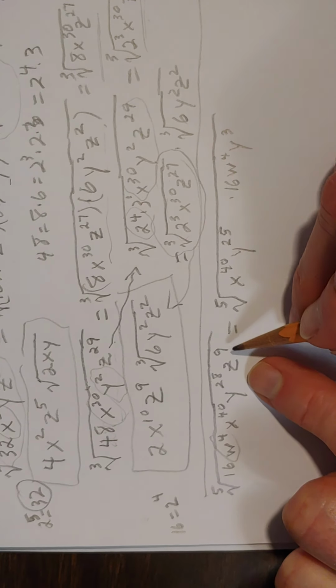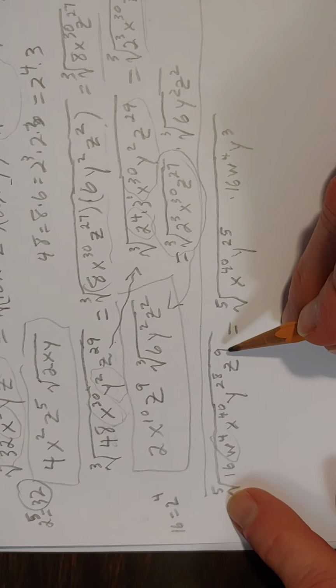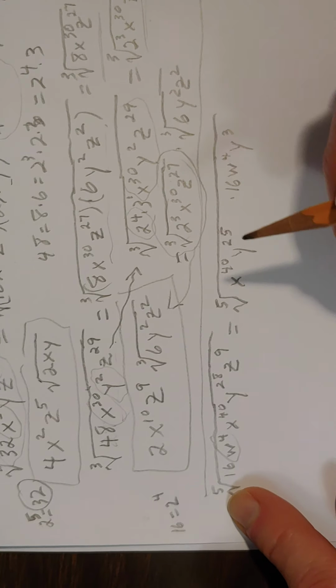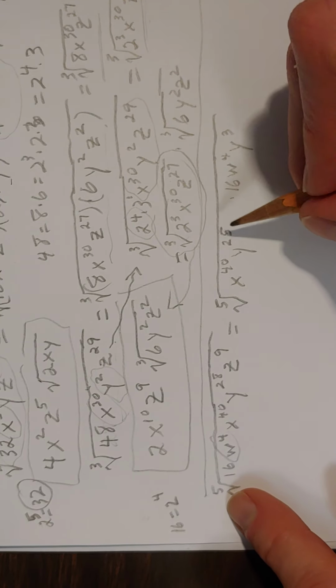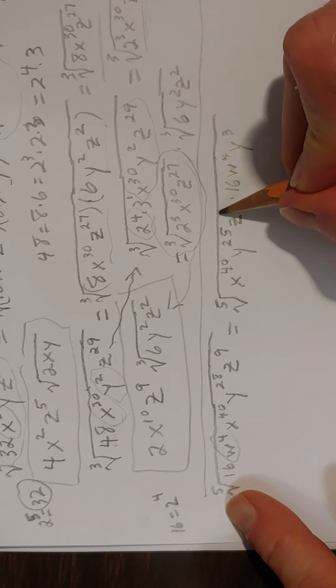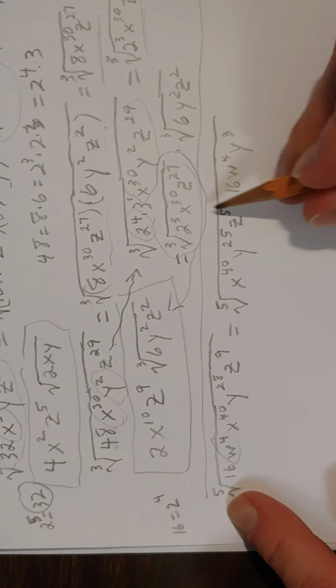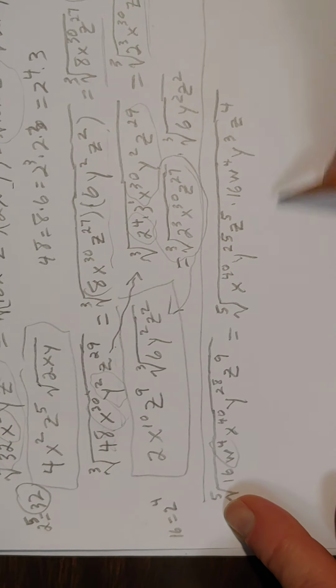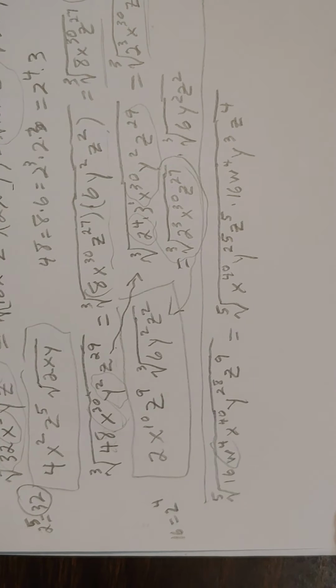Z to the 9th. An exponent of 9, 9 is greater than or equal to 5. So again, there's a perfect fifth power in there. I'm picking the largest number that's a multiple of 5 that's less than or equal to 9. That would be 5. So I'm going to write z to the 9th as z with an exponent of 5, perfect fifth power here, times z to the 4th. So I still have z to the 9th underneath the radical.